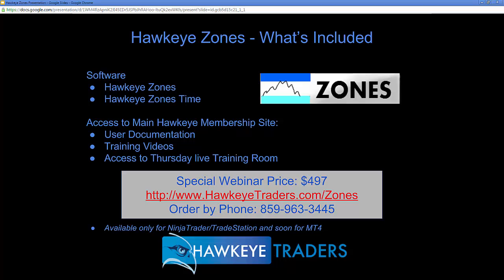Yes, the same license applies. It is licensed for 2 PCs. You do not have to own any other Hawkeye software or the Hawkeye system in order to run the zones. Like I showed you earlier, you can apply the zones to a single chart without any other software loaded on it whatsoever. But the advantage is that using Hawkeye software with the zones gives you the extra edge that you're really looking for.